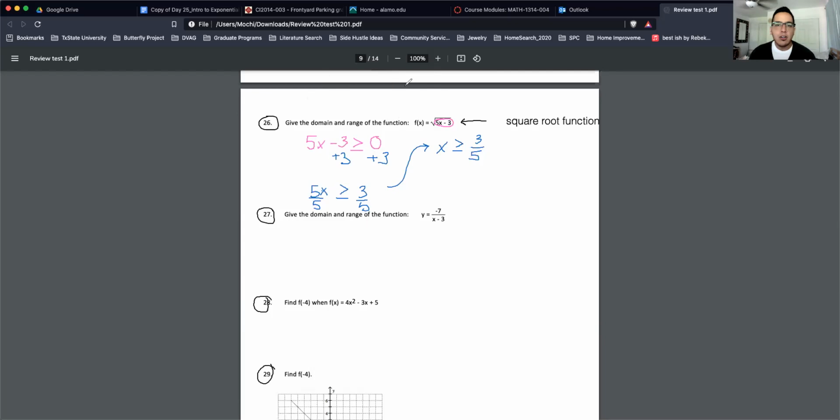So that tells us that our domain, or our x values, have to be greater than or equal to 3/5. And that means that it can be any number that's greater than or equal to 3/5. So we have no upper boundary there. We can go all the way to infinity for our domain.